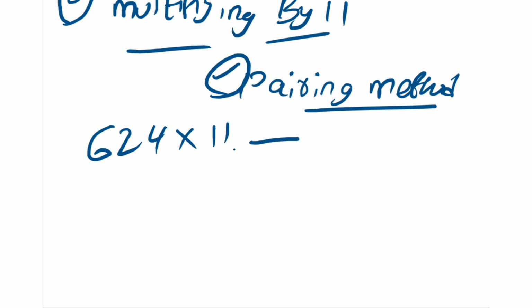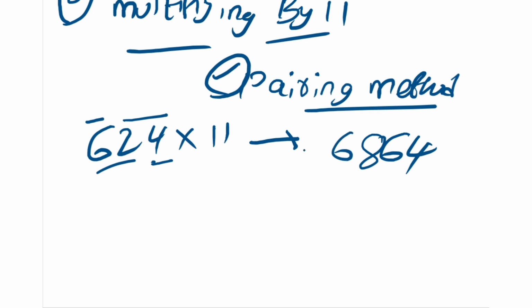Okay, so say you are in a scenario to multiply 624 into 11. So how do you multiply this? I'm just telling you the pairing method over here. Take from the left 4, write this, and add this. 4 plus 2 would be 6, right here. Next, take two numbers, 864. And last, you need to write this. 6864 would be your answer.